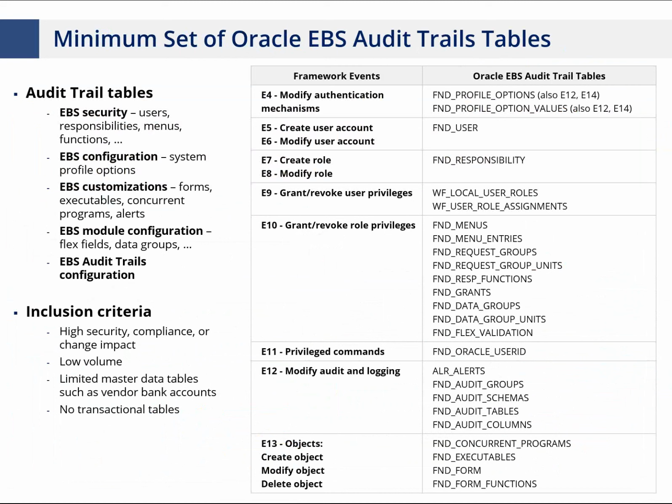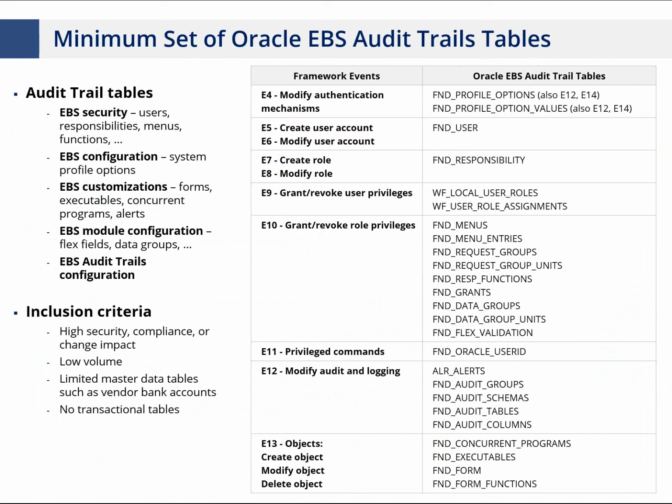Security, just to look at security at the application layer, I'm going to have to look at FND user, FND responsibilities, FND menus, menu entries, functions, grants. So there's lots of different pieces here. If I want to know if someone's creating a concurrent manager program, I have to look at both FND concurrent programs and FND executables. And this is a short list. We've actually got much longer lists that we do based on what the requirements are.